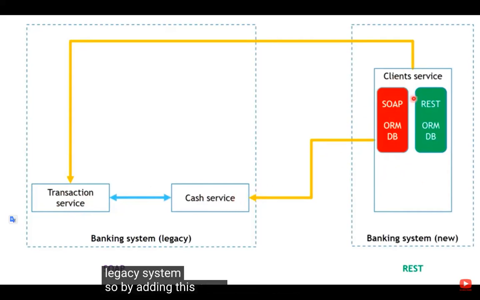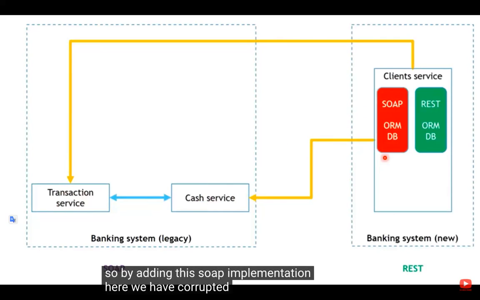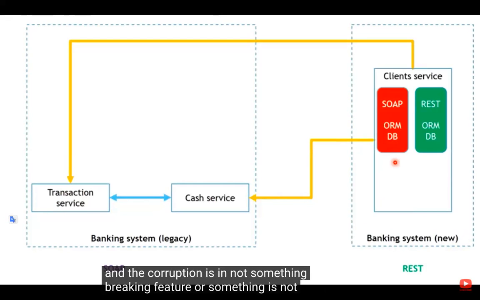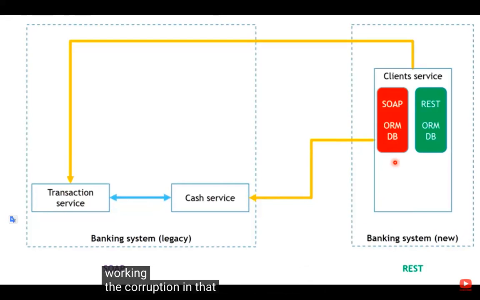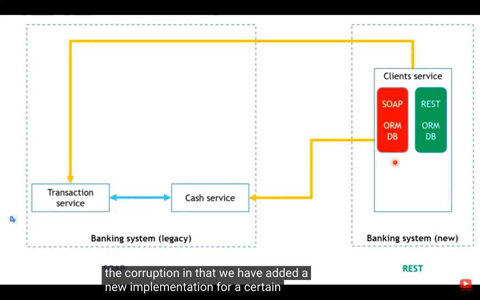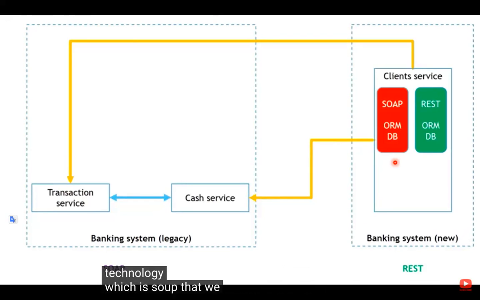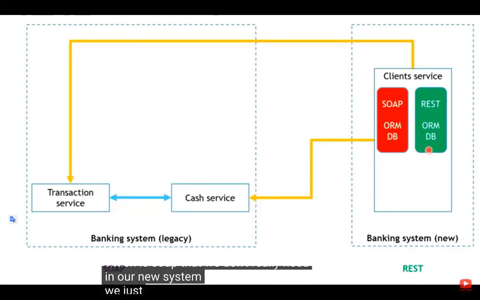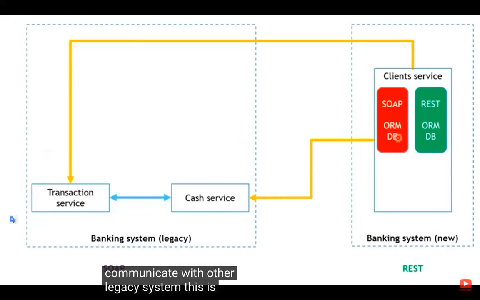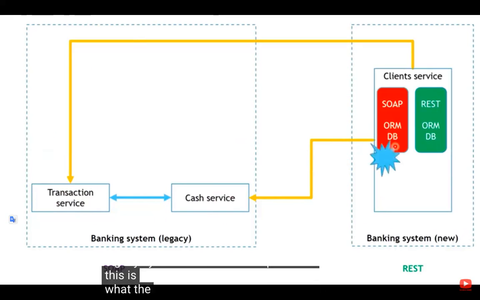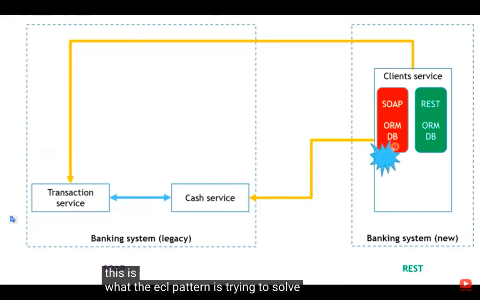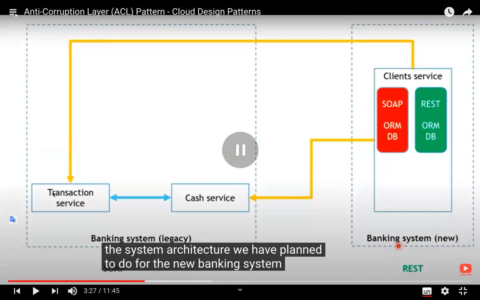So by adding this SOAP implementation here, we have corrupted the system architecture we have planned for the new banking system. And the corruption is not something breaking a feature or something not working. The corruption is that we have added a new implementation for a certain technology, which is SOAP, that we don't really need in our new system. We just added it to allow it to communicate with other legacy systems. This is the corruption, and this is what the ACL pattern is trying to solve in the system.